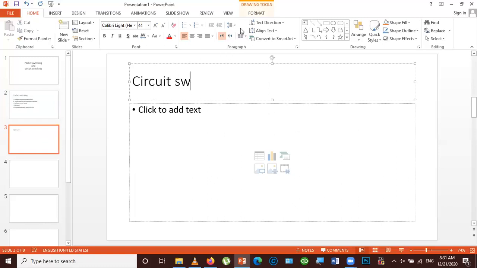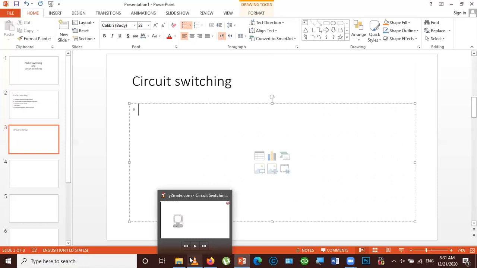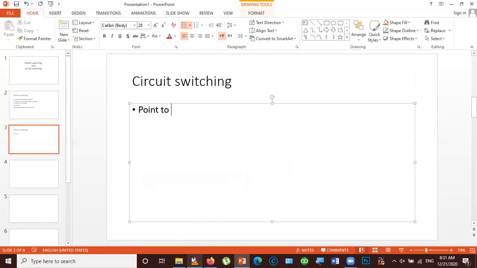So now we can see circuit switching. What is circuit switching? Circuit switching is a scheme in which the network sets up a dedicated point-to-point connection between nodes and terminals. So circuit switching is a method of communication which uses point-to-point connection for communication.